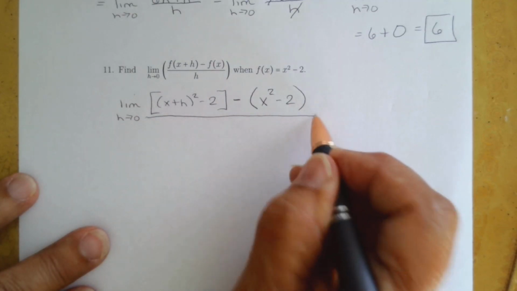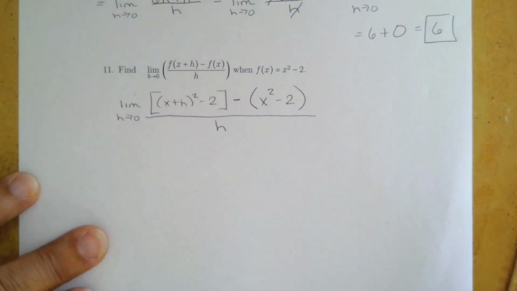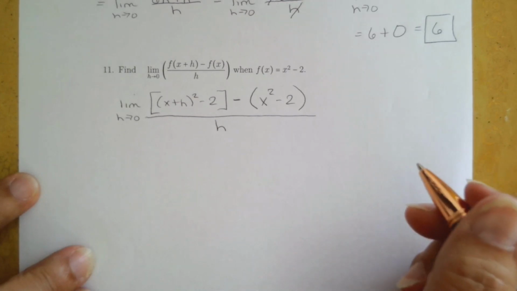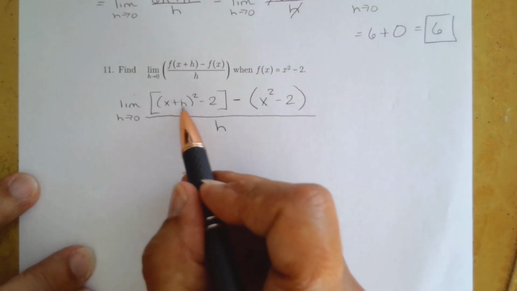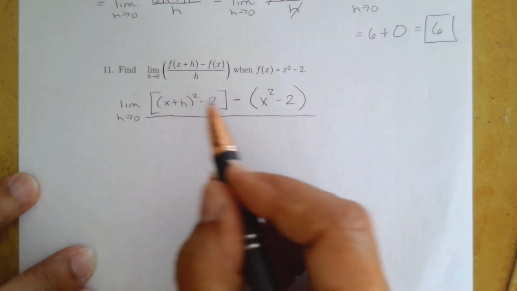So it looks a little bit worse because we have more variables. Still going to do the same thing. All right, so we've got to FOIL this out. Okay, x plus h squared.